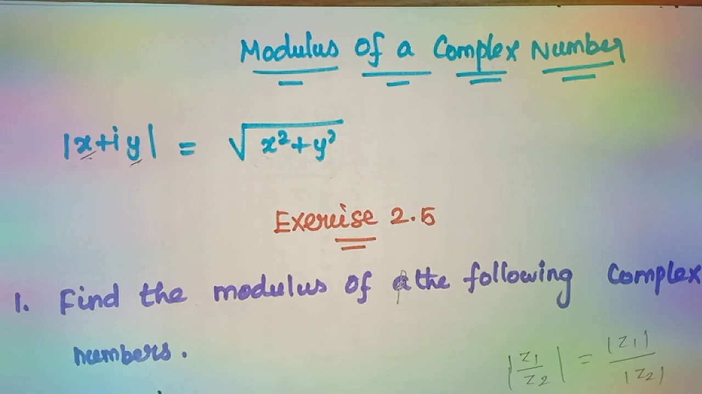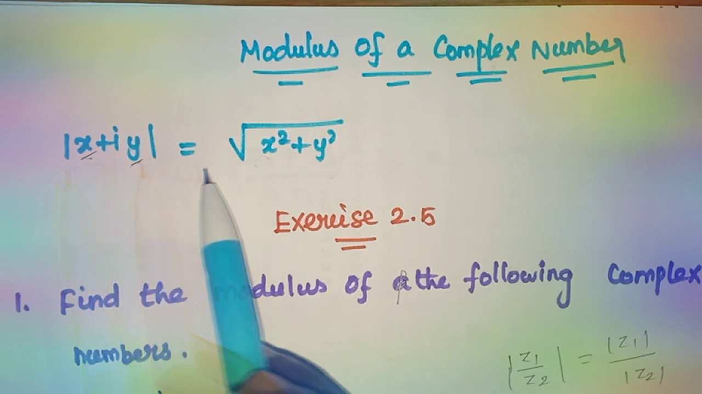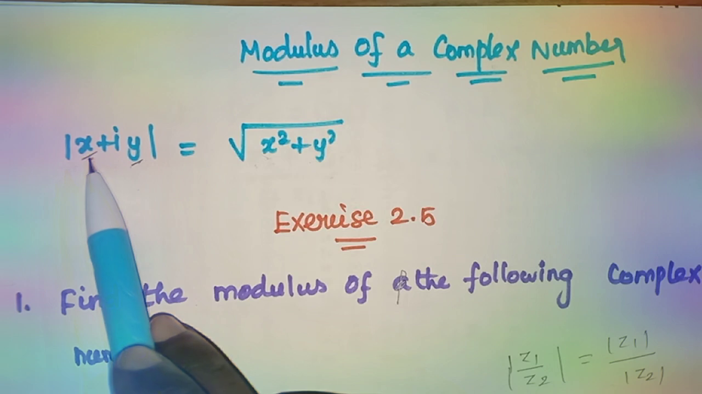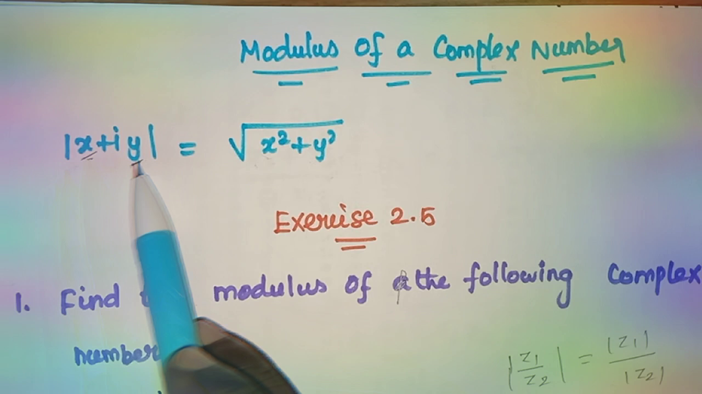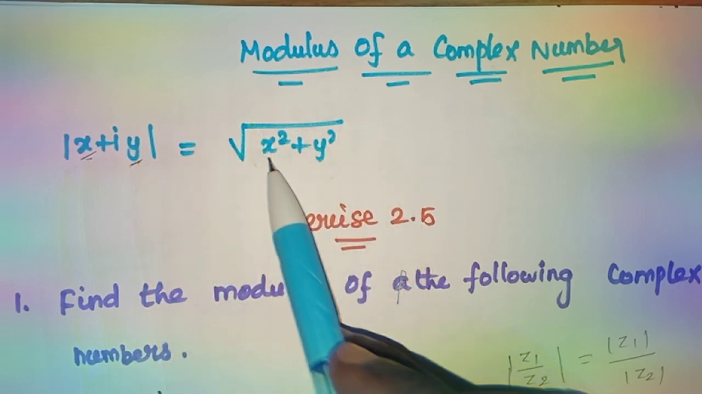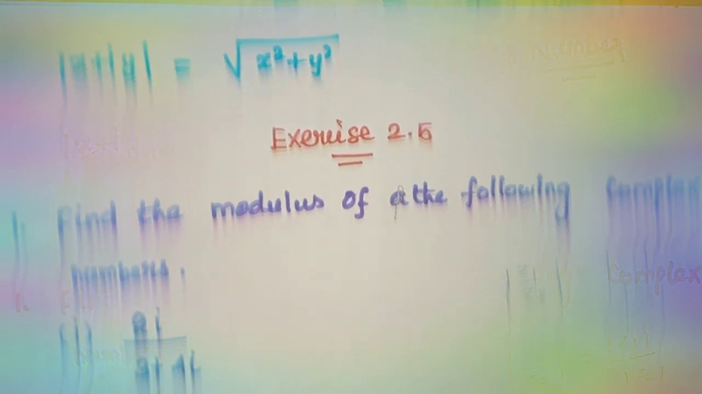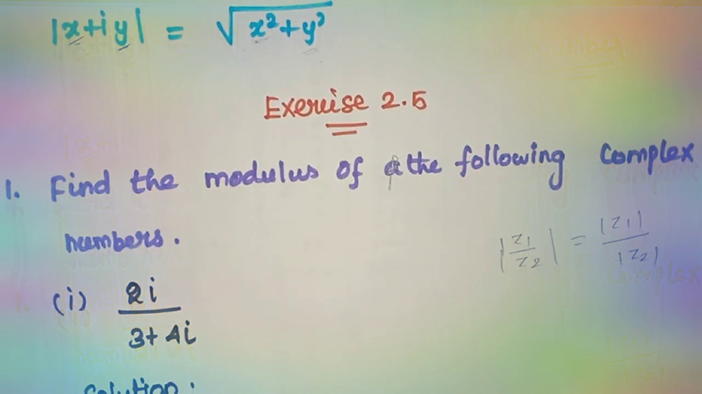Before we go to exercise 2.5, let's just recall what the modulus of a complex number is. This is the formula for the modulus of a complex number. Modulus of x plus iy equals root of x square plus y square. Here x is called the real part of z, and y is called the imaginary part of z. Sorry, this is real part square, this is imaginary part square. Now let's move on to exercise 2.5.